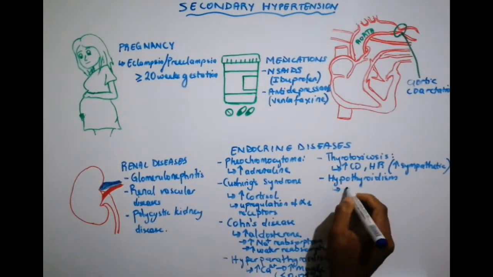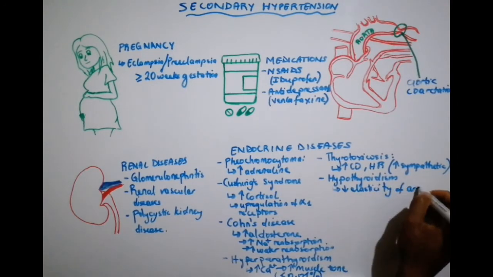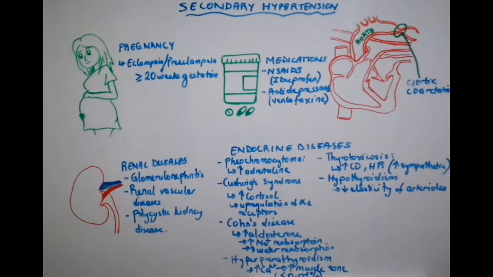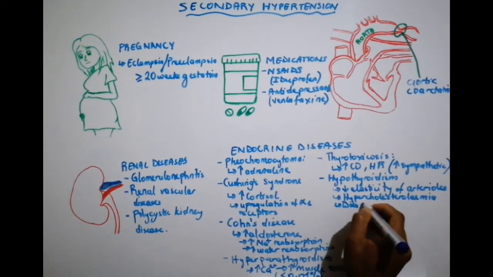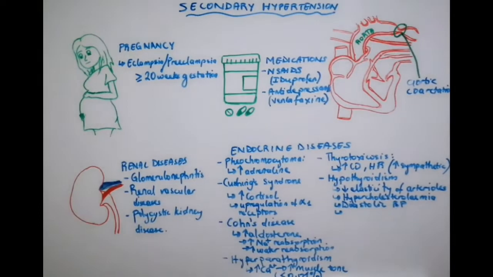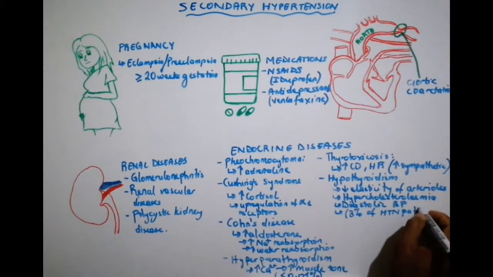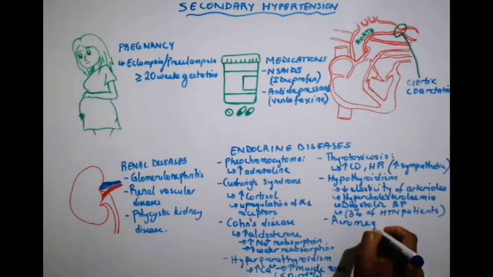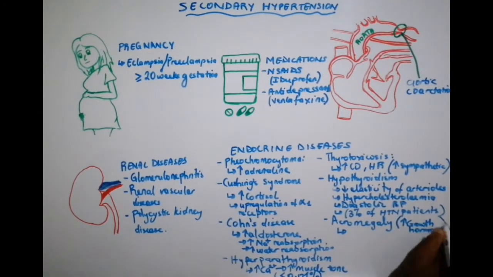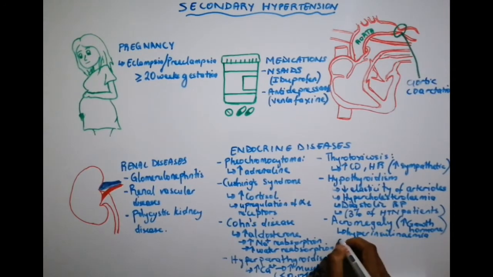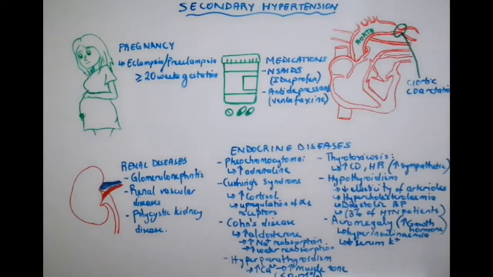Hypothyroidism paradoxically also does that by increasing diastolic blood pressure, causing decreased elasticity of the arteries, and causes hypercholesterolemia, and it occurs in 3% of hypertensive patients. Acromegaly, in which there is increase in the growth hormone, causes hyperinsulinemia, which decreases blood potassium, which later on stimulates kidney reabsorption of sodium and water.